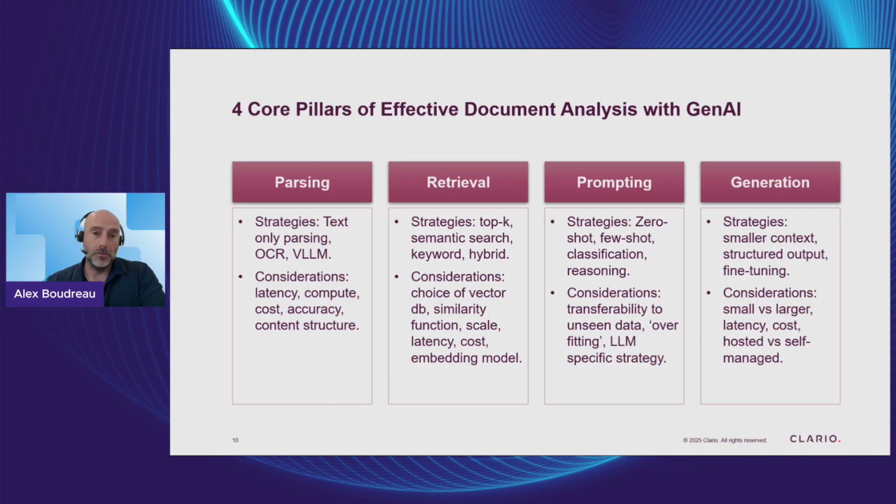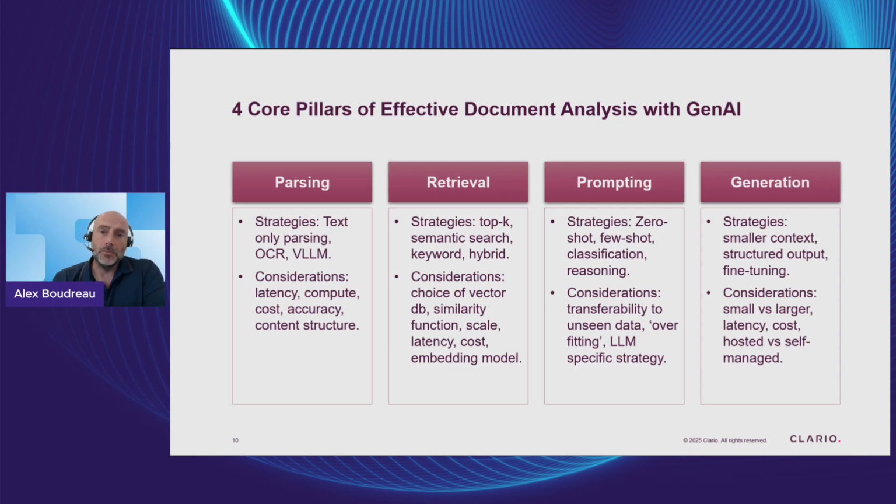Same thing goes with retrieval, right? There's different strategies for retrieving information from vector databases. You can use TopK, you can use keyword-based approaches or hybrid semantic and keyword, for example, right? So again, a few considerations to look at is your choice of vector database, the similarity function that is supported by that vector database, what is the scale, capacity, right? Looking at latency and cost, and which embedding model does it support if it is restricted. So these are all aspects that you need to consider as well.